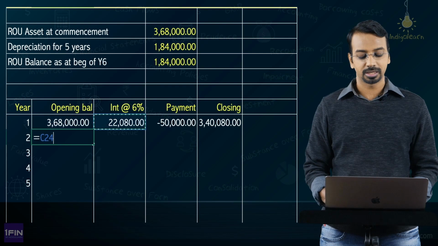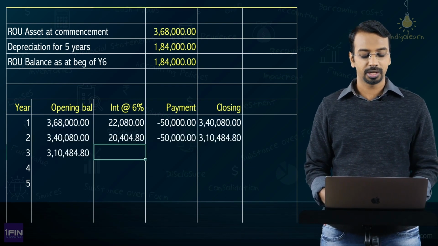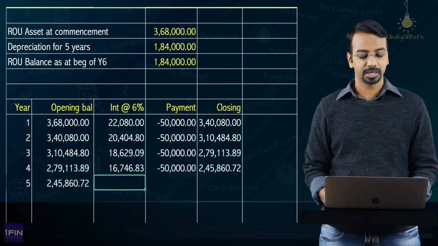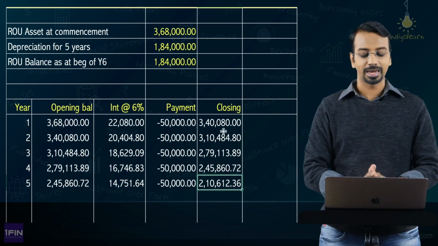Then opening balance 340,080, interest, payment, closing balance; opening balance, interest, payment, closing balance; and so on for each year. You get 2,10,612. This is the closing balance of lease liability.